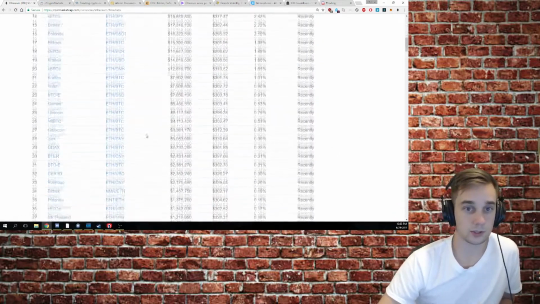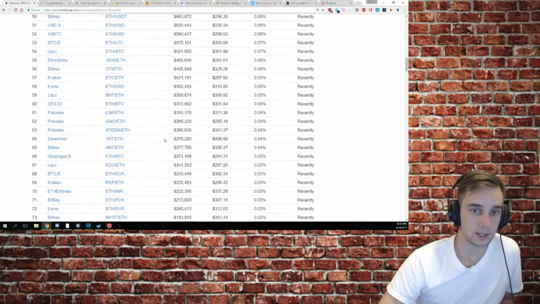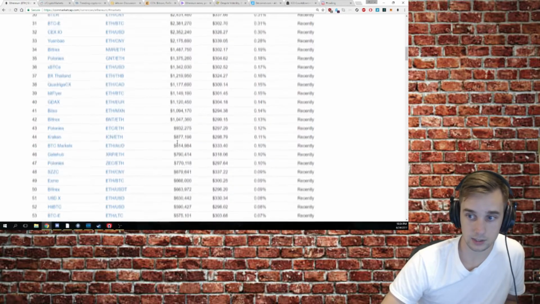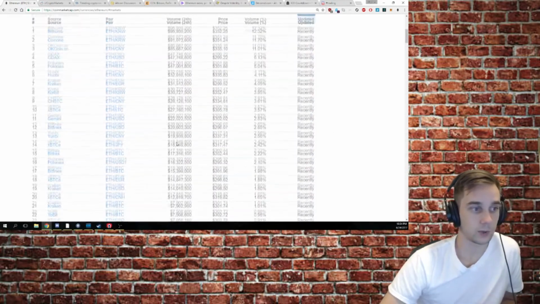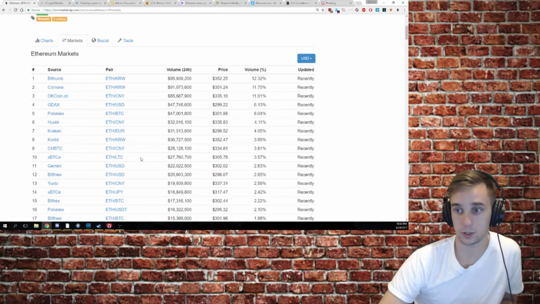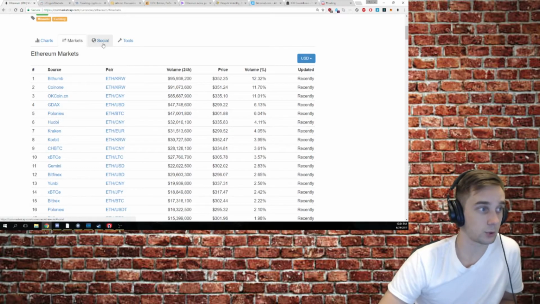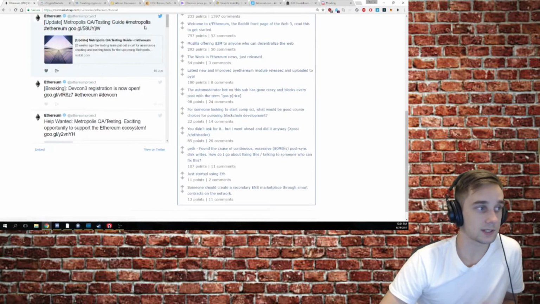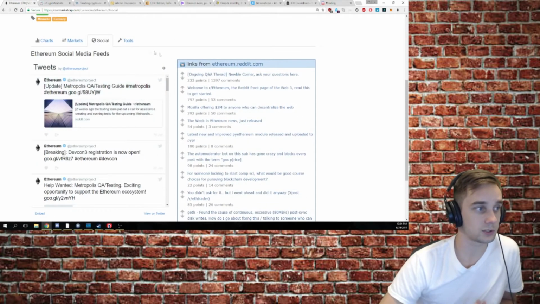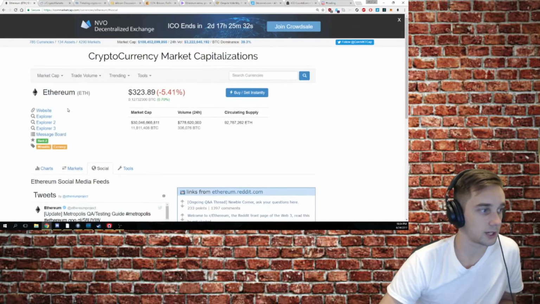You can click on the markets that it's currently listed on. This is important too, because when choosing markets, when choosing an exchange to use, you want to make sure that the coins that you are trying to invest in are on the exchanges that you are trying to use. So that's important there. This is also a really neat feature, being able to see all the social media posts going on with that specific project.